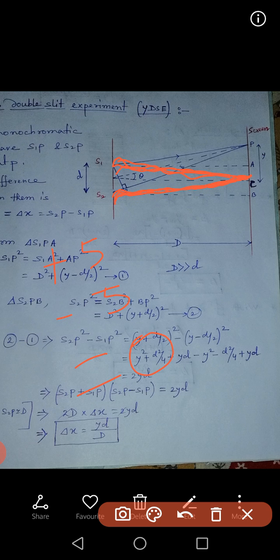I hope it is clear. So point C, in any case, will be a bright point. We call it the central bright fringe.